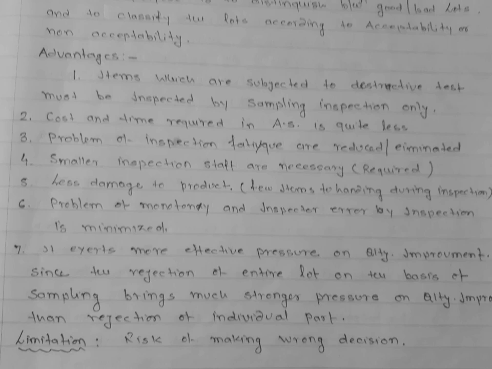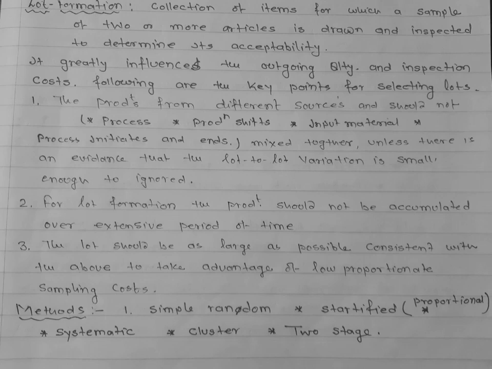The limitation of acceptance sampling is the risk of making a wrong decision. Sometimes we take samples at a particular time, and maybe all the samples collected from a lot are as per our design specification, but there is a chance or probability that the bad product, or the product deviating from our dimensions, does not come into our sample.